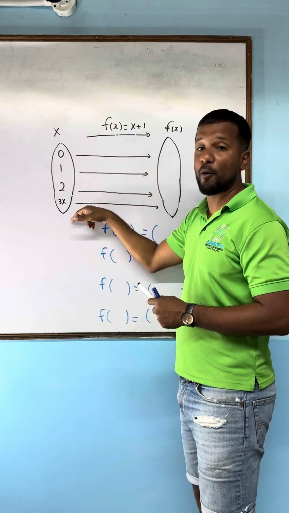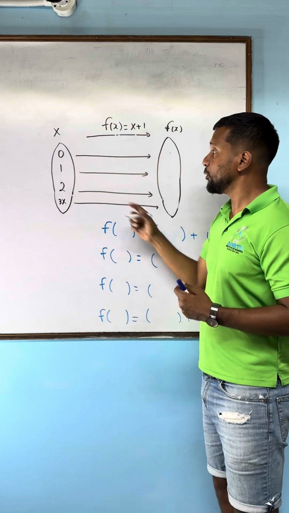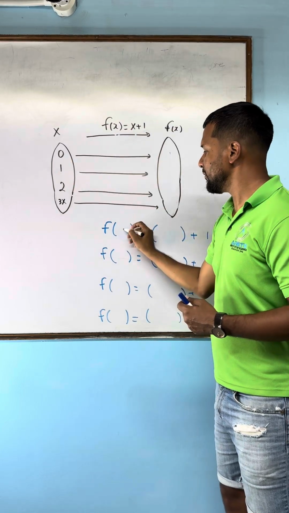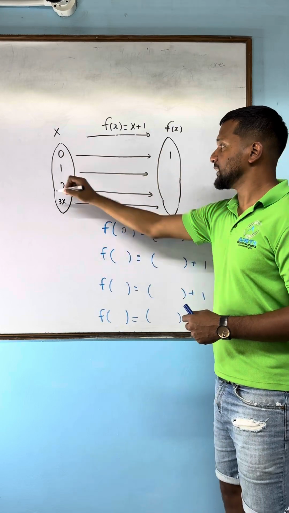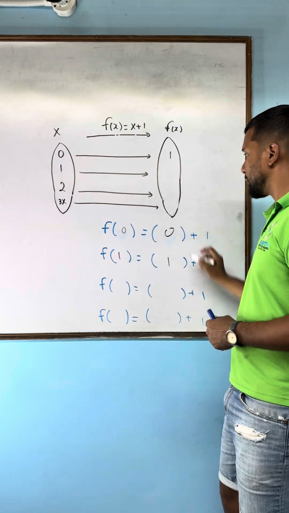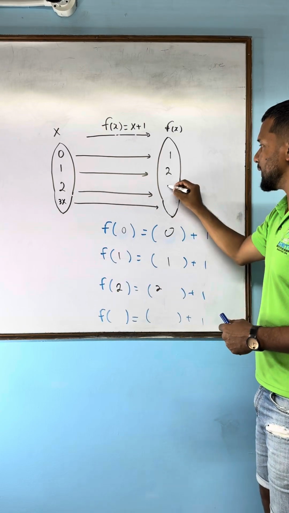So here we have 4 examples, and I want to show you how to find their images. When x is 0, put in 0 in here. 0 plus 1 is 1. When x is 1, put 1 in here. 1 plus 1 is 2. When x is 2, 2 plus 1 is 3.